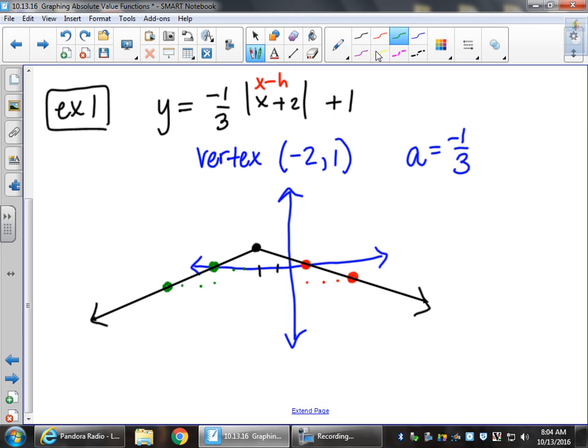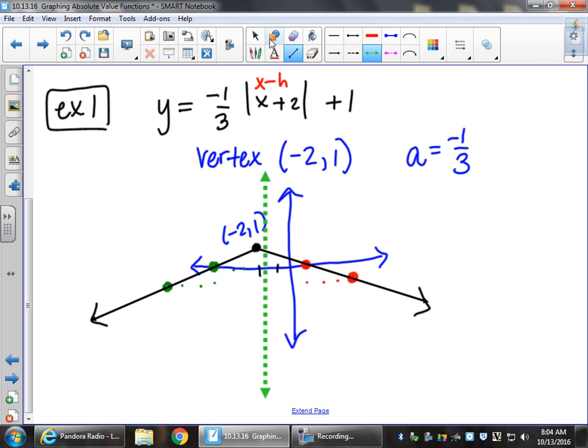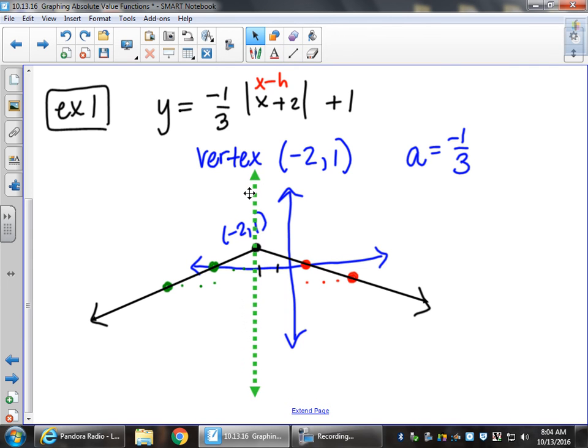So we've got our vertex at (-2, 1). Should it be wide? Yes, because if I look at a, the absolute value of a, 1/3, is between 0 and 1. So is it more narrow or more wide? More wide. So I have my vertex here. What's my axis of symmetry? I know, right? We have that invisible vertical line. x = -2 would be the equation of my axis of symmetry.